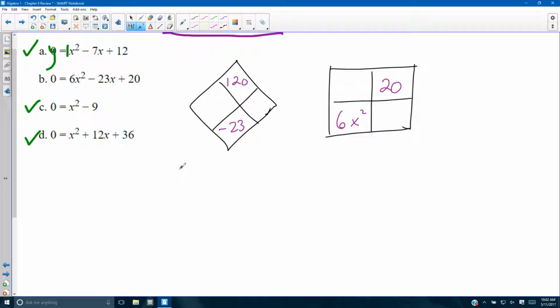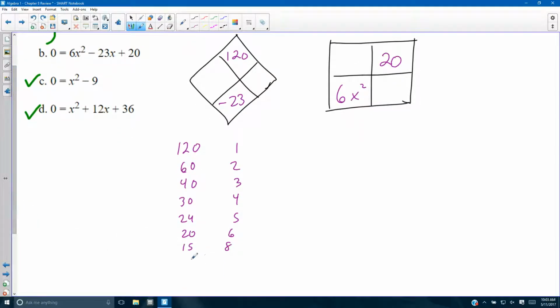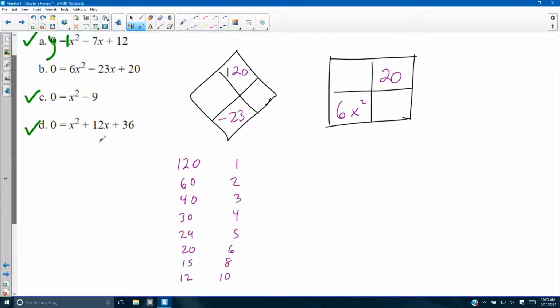Let's list factors of 120. 120 times 1. 60 times 2. 40 times 3. 30 times 4. 24 times 5. 20 times 6. 15 times 8. 12 times 10. And that's kind of it. Once you do 10 times 12 and 8 times 15, you're going back to this list again. So there are a lot of factors, right? There are a lot you have to test here.